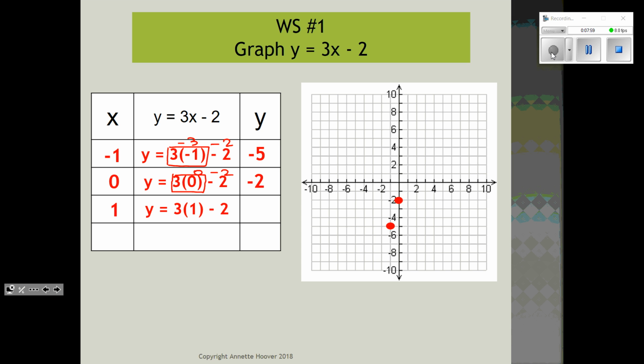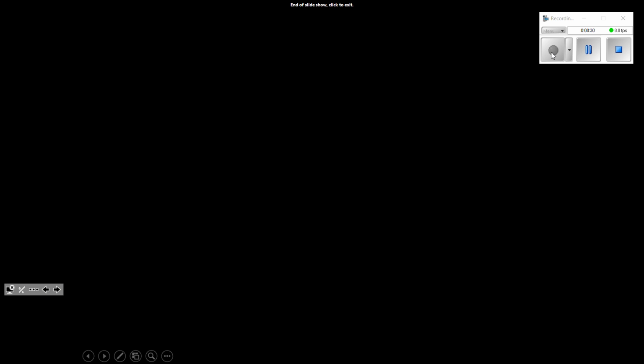If I plug in 1, 3 times 1 is 3. 3 minus 2 is 1. So I have an ordered pair of 1, 1. Graph that. What if I plug in 2? 3 times 2 is 6. 6 minus 2 is 4. So we have the ordered pair 2, 4. We graph that. We draw our straight line all the way through the graph and put arrows. This one's actually number 1 on the worksheet that you're working on if you want to look back at it. Hopefully that will help you know how to graph linear functions using a T-chart.